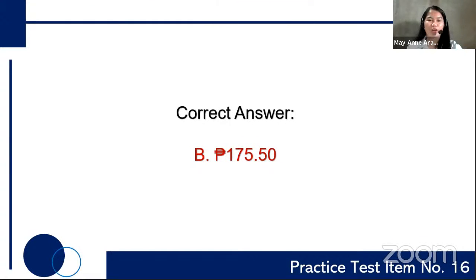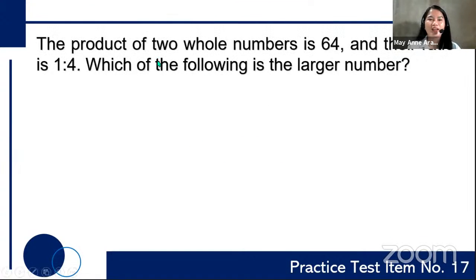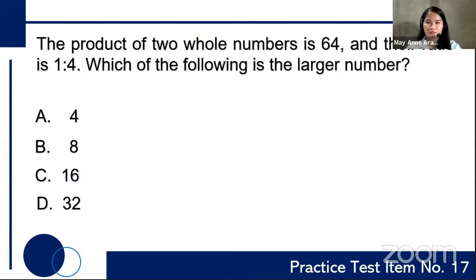Next, okay, we're running out of time na. Okay, the product of two whole numbers is 64 and their ratio, wait lang ha, nakaharang uli yung sa Zoom, okay? The product of two whole numbers is 64 and their ratio is 1:4. Which of the following is the larger number? A, 4, B, 8, C, 16, D, 32. Okay, ang dali lang tingnan, di ba?